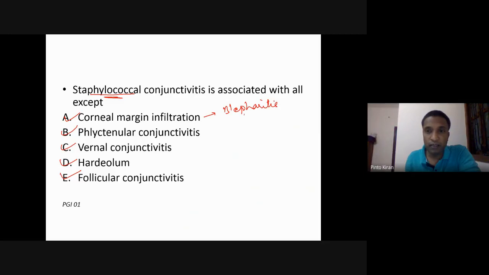Blepharitis will release toxins. These toxins, present in the tear, will cause a corneal infection. Last time we studied that, what is that? Terrien's marginal degeneration or the ulcer. This is because of the toxins. So this corneal margin infiltration is because of this.